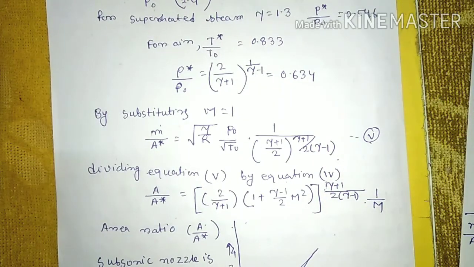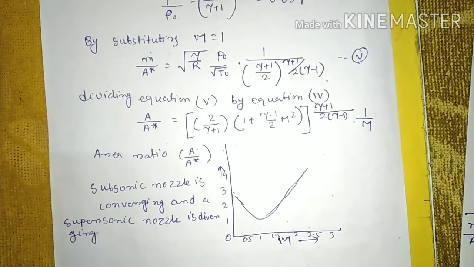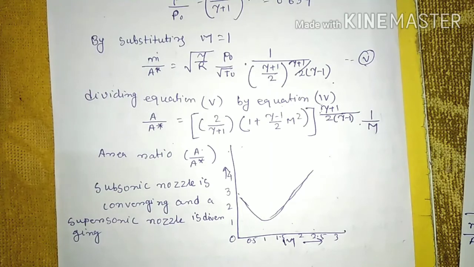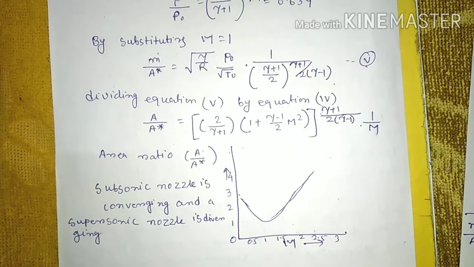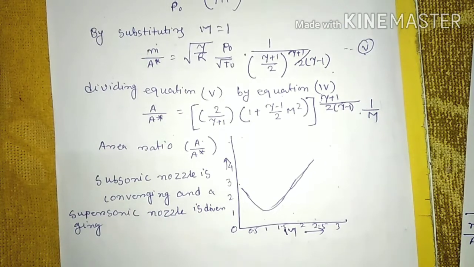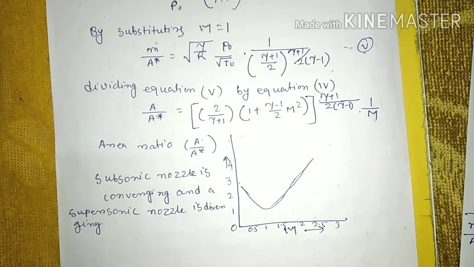Now when you draw the plot of A by A asterisk versus M, and the Mach number value reaches 1, the plot shows that a subsonic nozzle is converging and a supersonic nozzle is diverging.